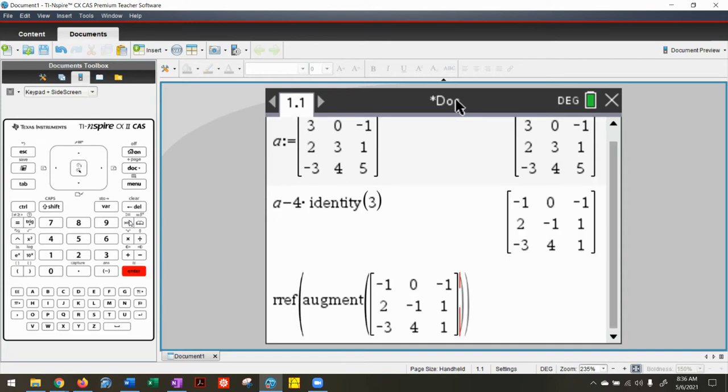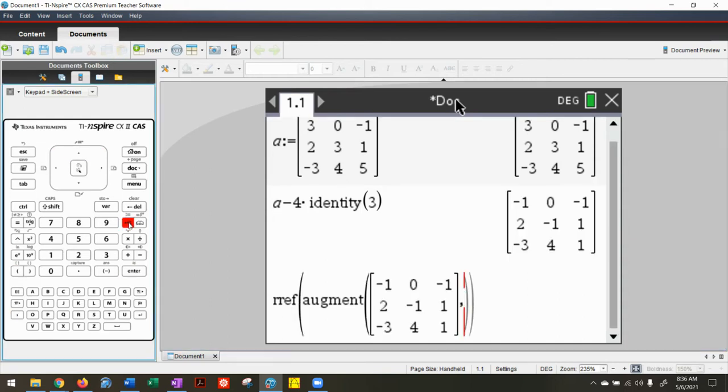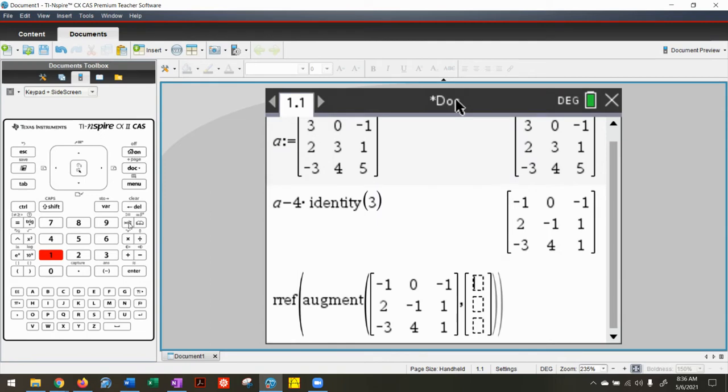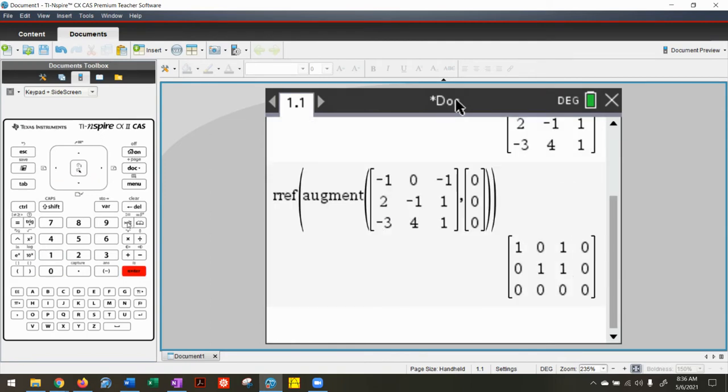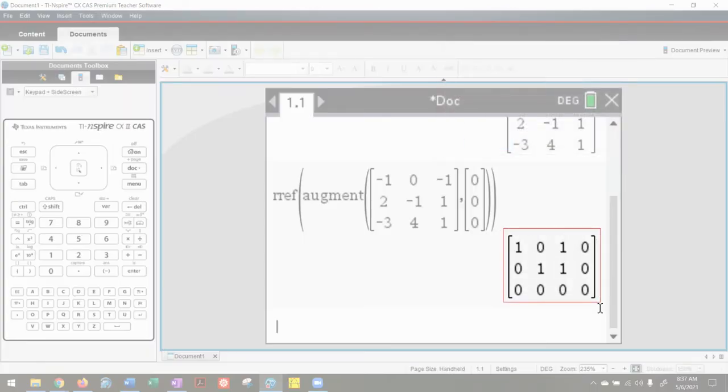that matrix augmented with the 0 vector. We end up with that, which is good. We don't see a pivot in every row and column, which means that we do have a non-trivial solution. So I'm going to pull that over to our other page and we'll work with it.